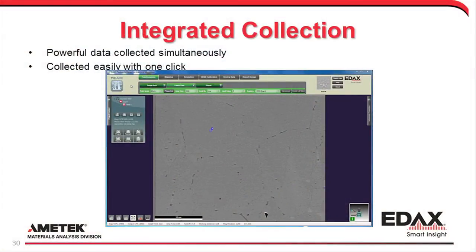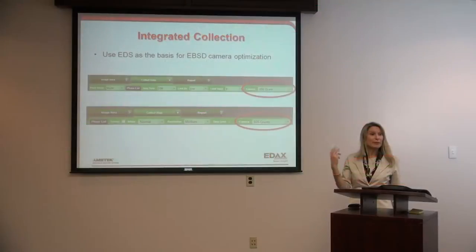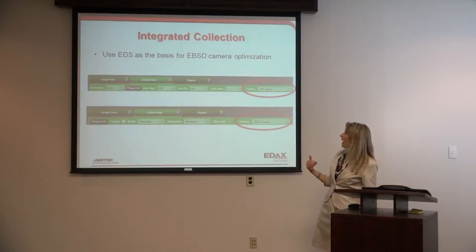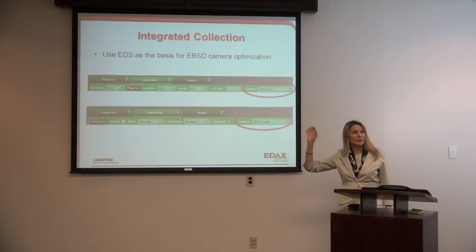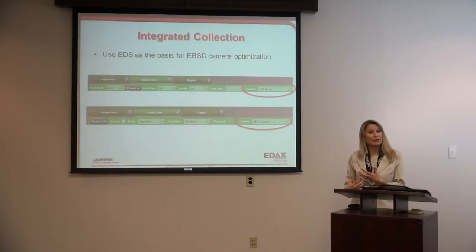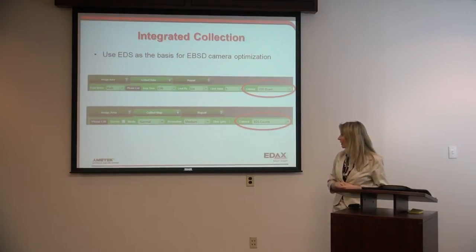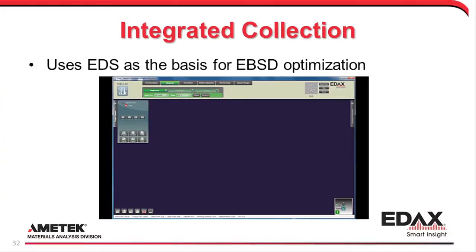With integrated collection, we're able to side-by-side collect our EDS data, our spectrum, and our EBSD band pattern, all with one click. And the software is set up so that the workflow allows you to both collect your image and then collect your data. But even further, especially for our longtime EDS users, we're able to optimize our EBSD collection conditions based on our EDS goals. So most of our users these days are EDS users converting to integrated or EBSD technology. The more that we could relate our technologies, the better that it is for them to be able to easily understand new technologies. And this shows how we optimize our camera now for our EDS, based on our EDS count.